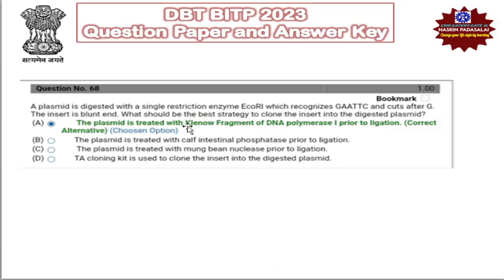So it has a 5' to 3' DNA polymerase activity, and by using that particular property, it can fill a 5' overhang. So the insert will be converted to a sticky end. Then you can use that insert for the cloning experiment. Okay, so you can use the Klenow fragment of DNA polymerase 1.